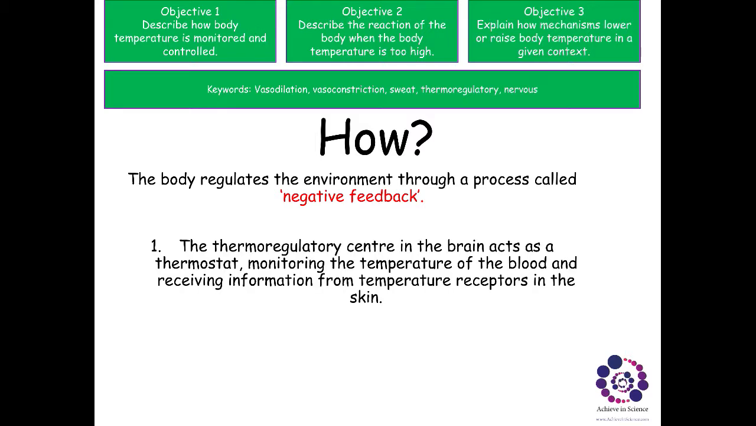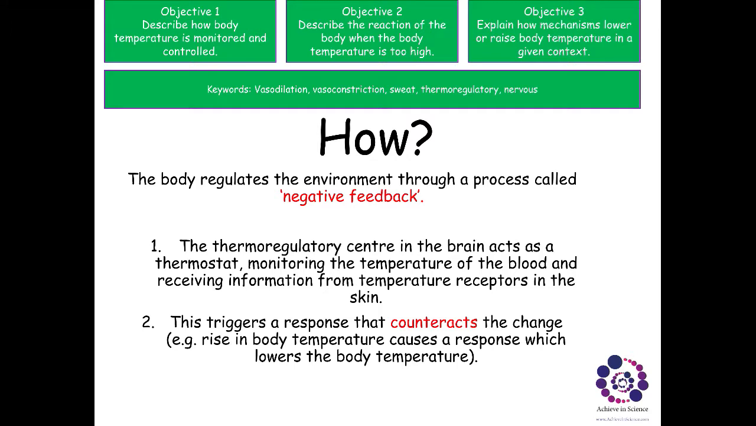Inside your brain there is a thermoregulatory centre. Thermo meaning heat, so regulating the heat. It acts like a thermostat. It is able to monitor the temperature of the blood, and it also receives information from the temperature receptors in your skin. It's able then to trigger a response that counteracts that change that it detects, e.g., a rise in body temperature would cause a response which would lower the body temperature.